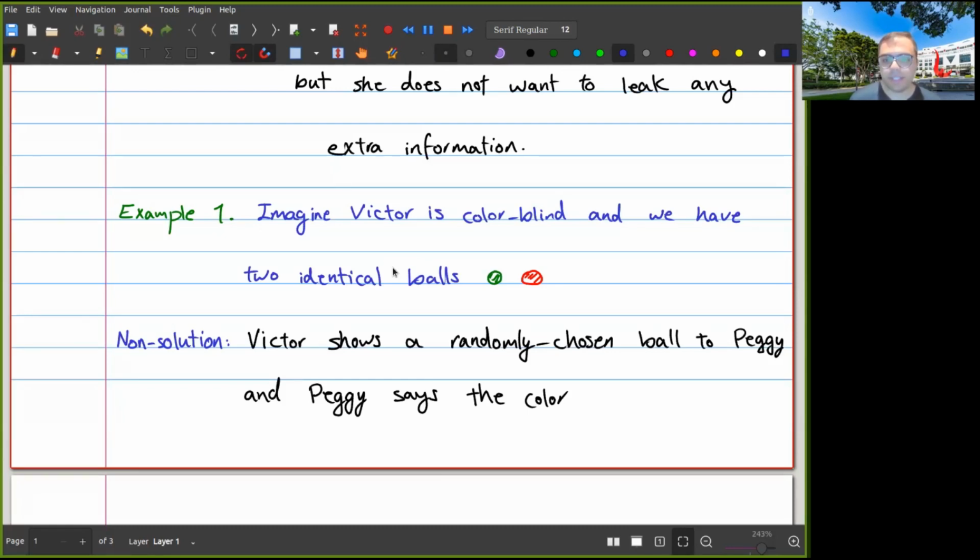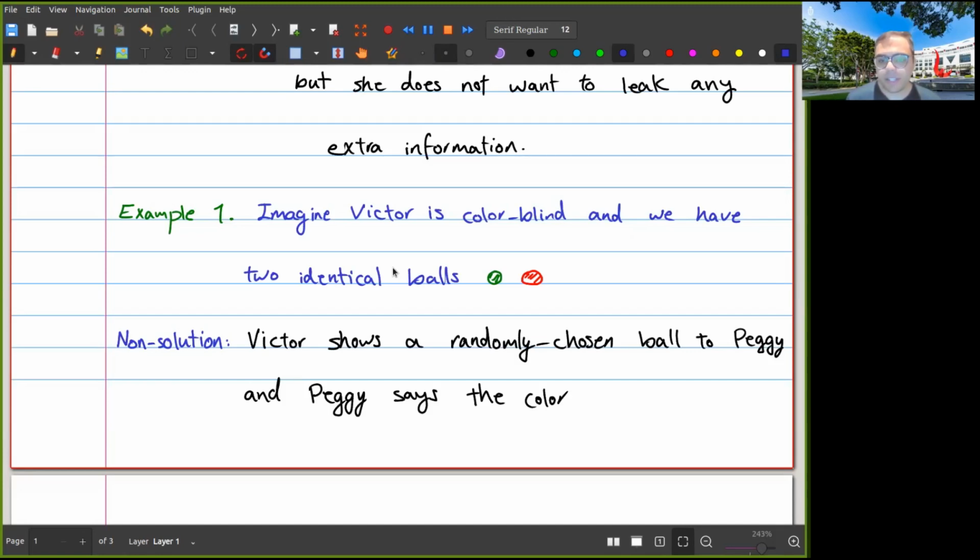And of course, because the recording is made by Victor, the recording is also colorblind. And he shows you that here's the entire recording. You can see that whenever I swap the balls, Peggy can figure out that I've swapped the balls, and whenever I don't swap the balls, Peggy figures that out as well. So you should also be convinced that Peggy knows the colors of these balls.